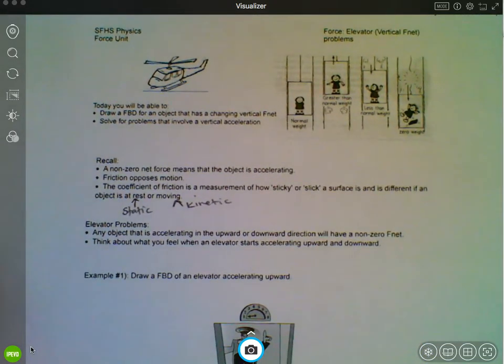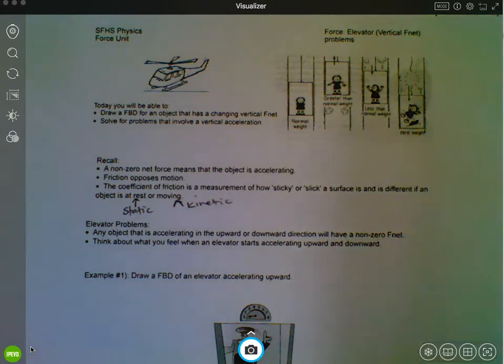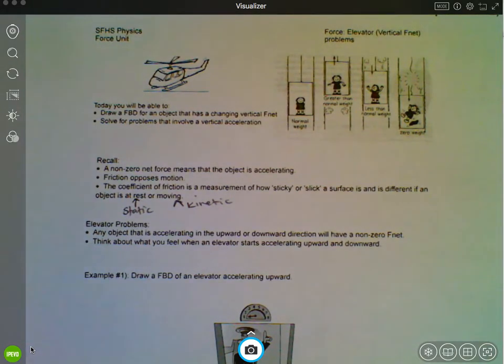Elevator problems. Any object that is accelerating in the upward or downward direction will have a non-zero net force. Think about what you feel when an elevator starts accelerating upward and downward. When you're standing in an elevator and it starts to accelerate upwards, do you feel heavier or lighter? The answer should be that you feel heavier, because the elevator is pushing up on the bottom of your feet. Now, if you're at the top of the building and you accelerate downward very quickly, then you should start to feel lighter because the floor basically removes itself from under you.